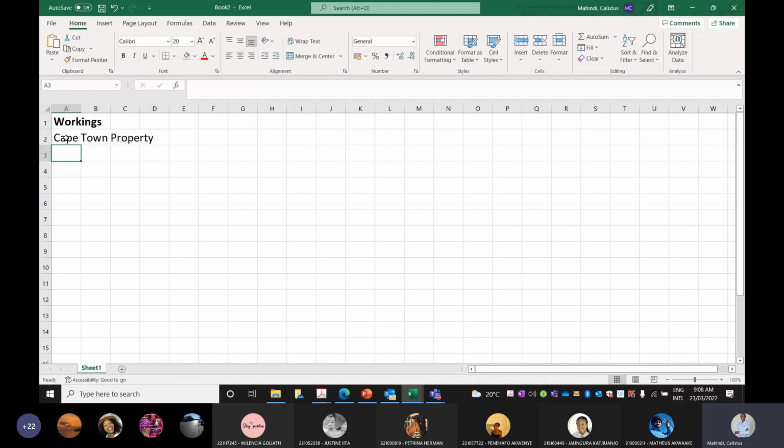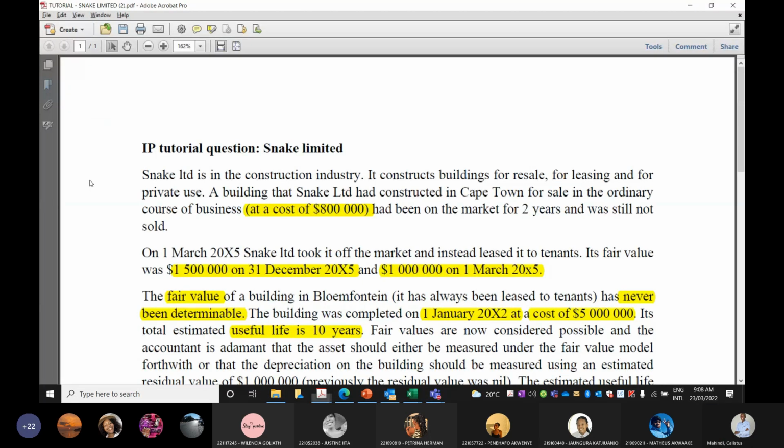Okay, we know this is a change in use. We would have already written that. So this is inventories to investment property.